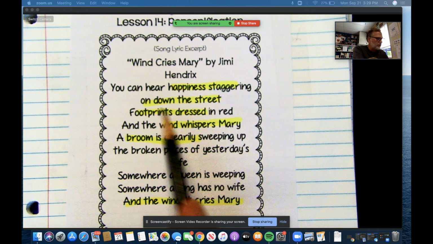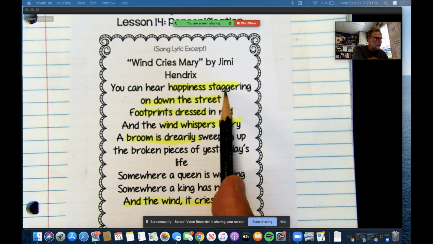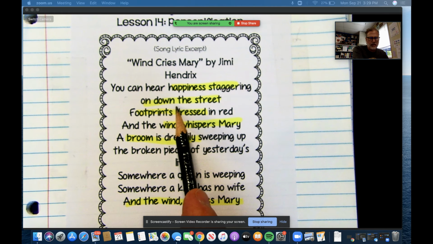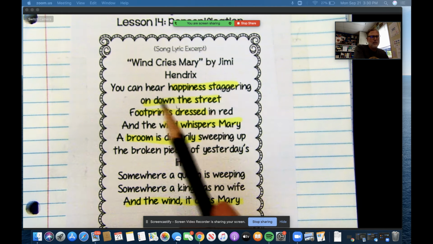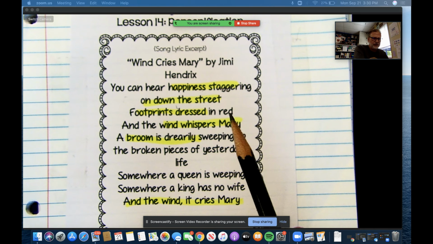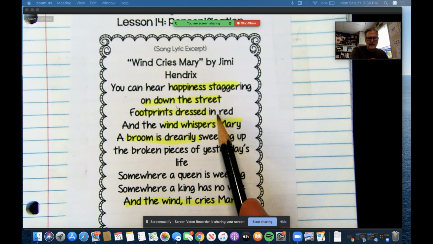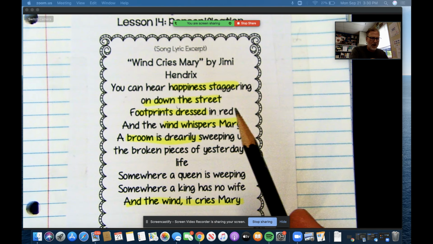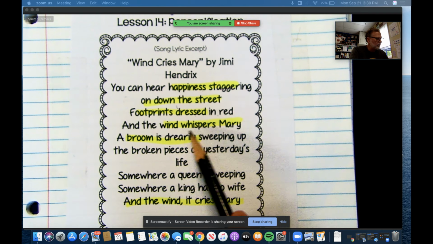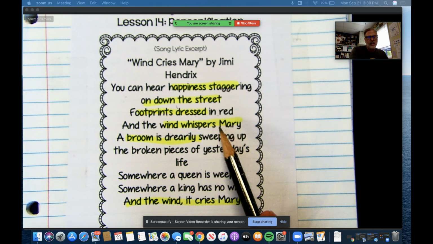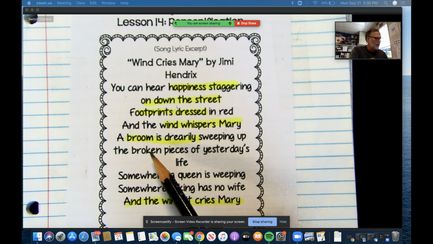And this is interesting because you can hear happiness staggering down the street. Okay, happiness can't walk down the street, right? So there's your first personification. And we got footprints that are dressed in red. Well, footprints cannot get dressed. And the wind whispers Mary. Well, the wind can't form words, right? So that's a personification.